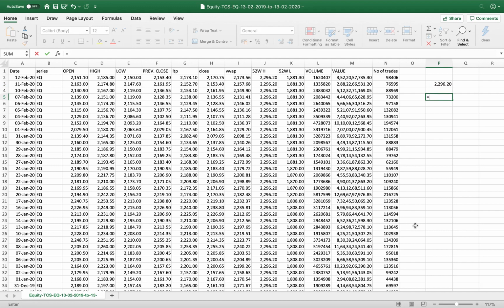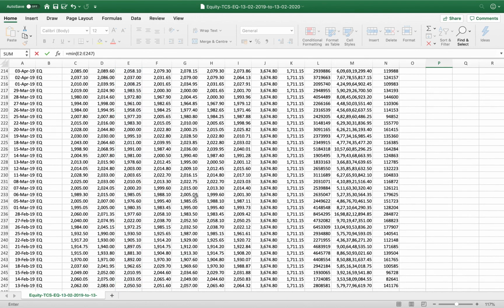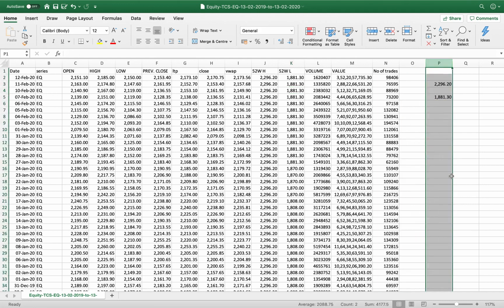Similarly, if you have to find the minimum in a subset, you can use the min function. The lowest of the low of all days will be the minimum, the 52-week low. So the minimum of E2 to E247, this is the cell range, the lowest of the low is 1881. You can see this is the 52-week low also, which is displayed. So you have learned 2 functions.